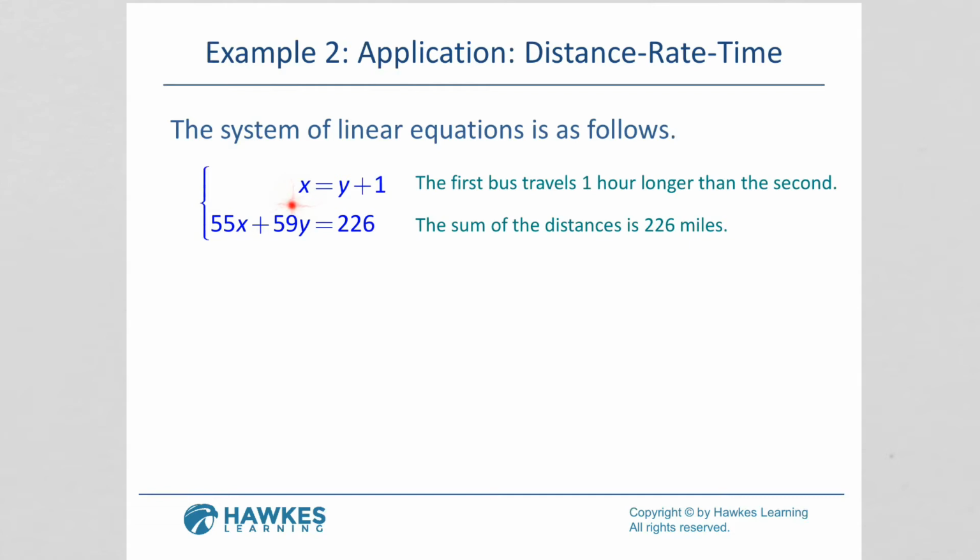The first bus, X, is traveling 1 hour longer than the second bus. So it's the second bus, which is Y plus 1.